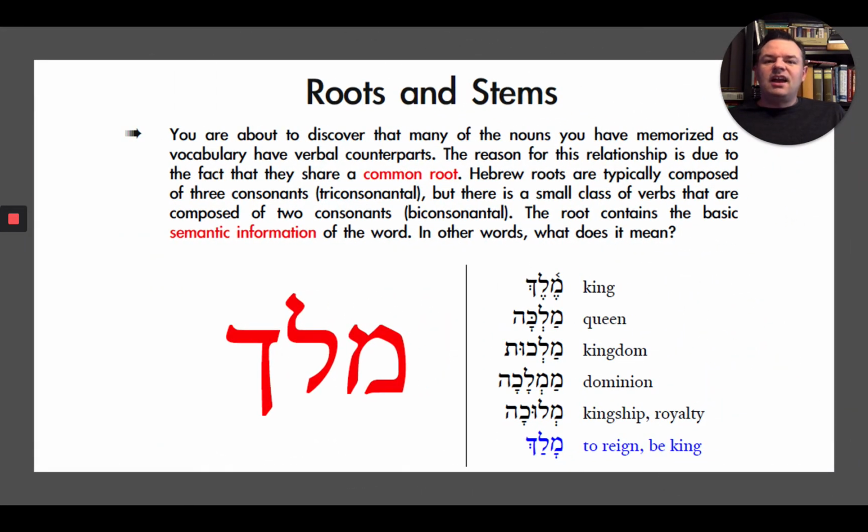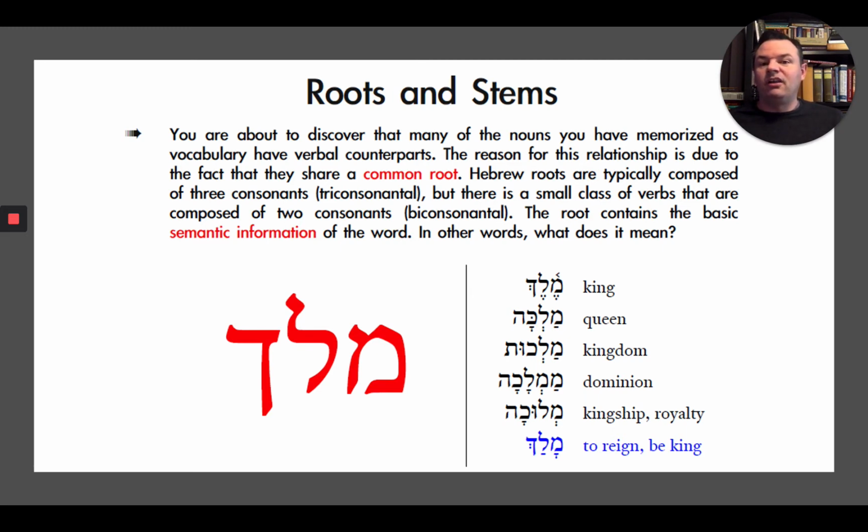So when we say what a root is in a Hebrew word, it's those main characters, those main letters that make up a word. In Hebrew, most of the time, the root of a word is going to be 3 characters or 3 consonants. The textbook talks about this as being triconsonantal. There are a small amount of verbs that are only 2 consonants, biconsonantal, but most of them are going to be 3. The root contains the basic semantic information of the word.